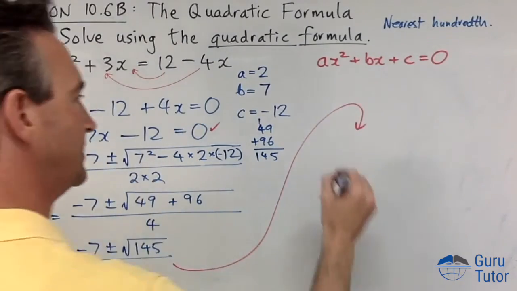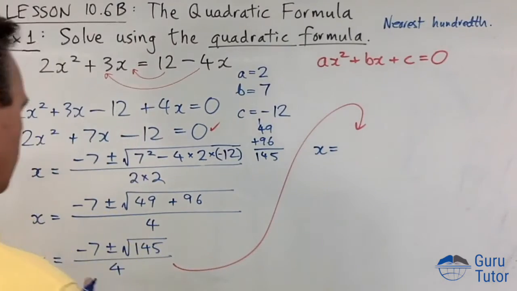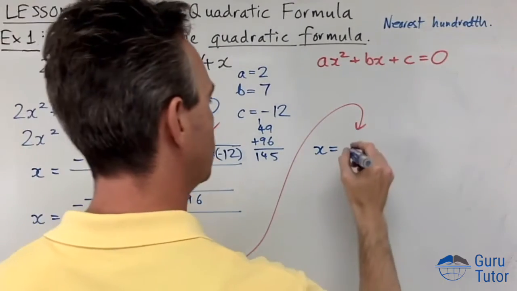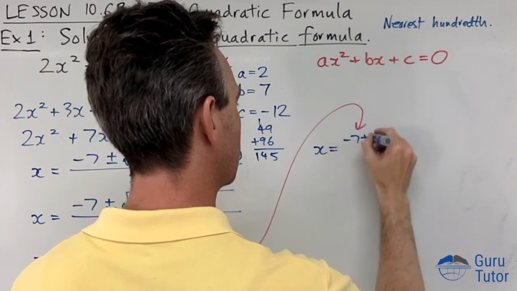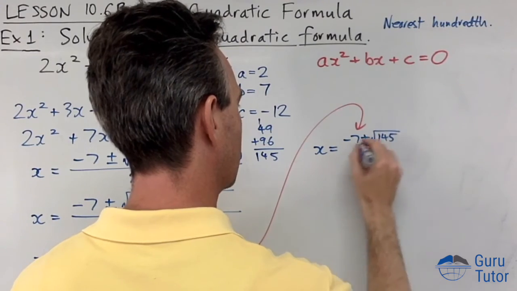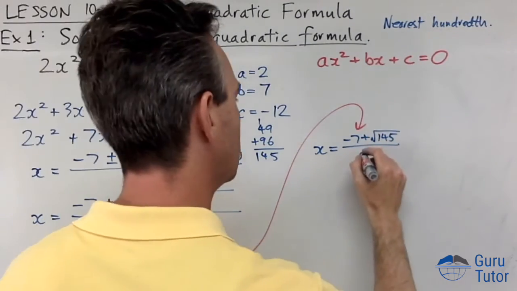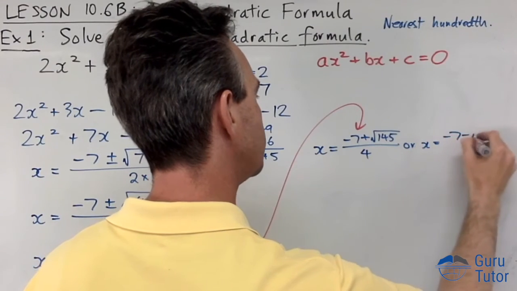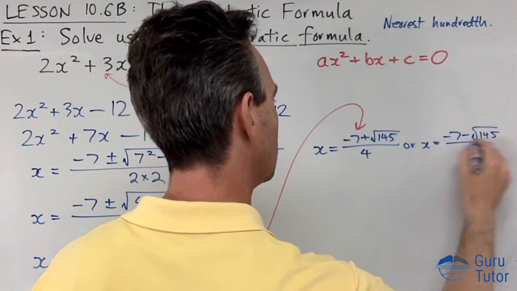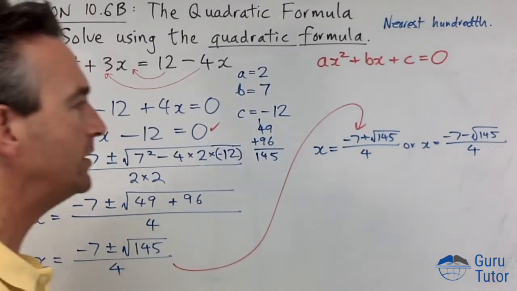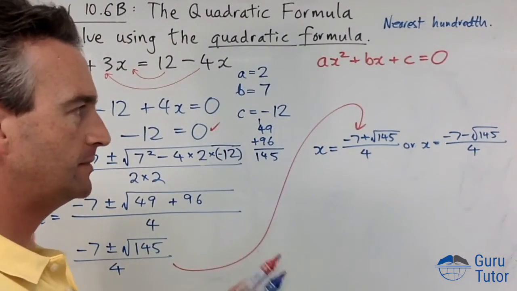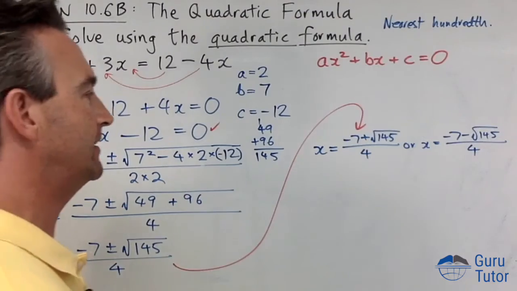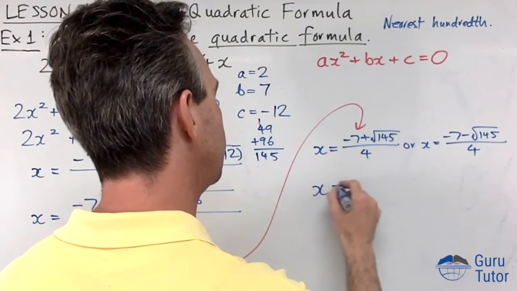Split them up. X equals negative 7 plus root 145 all over 4, or x equals negative 7 minus root 145 over 4. What are your answers as a decimal? Okay, you're going to have to use your calculator there. And I might let you do that.